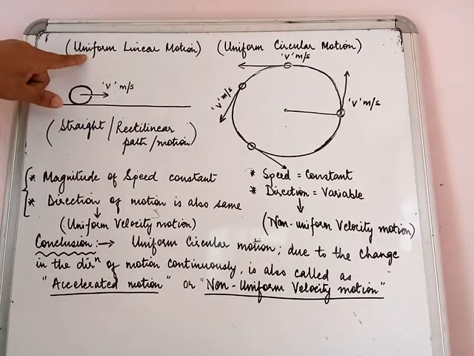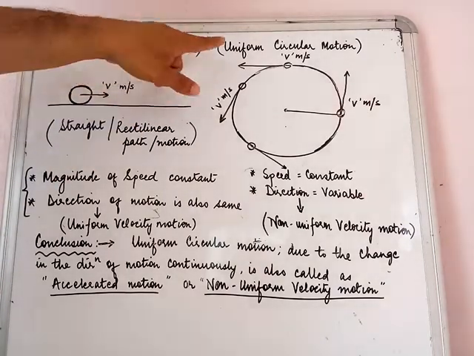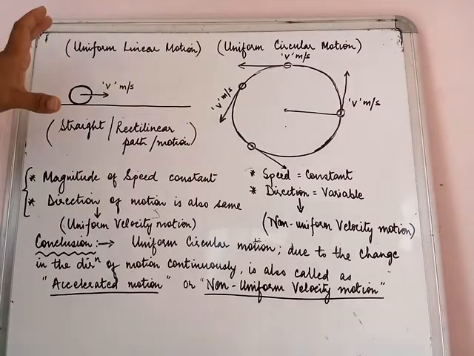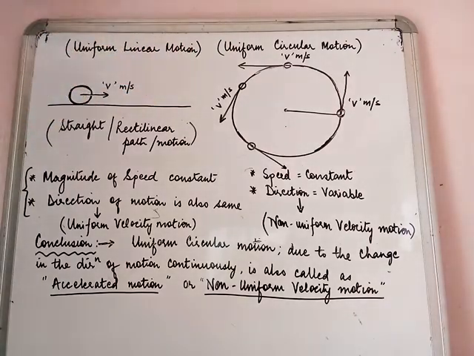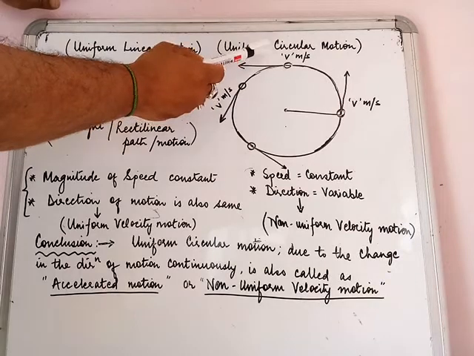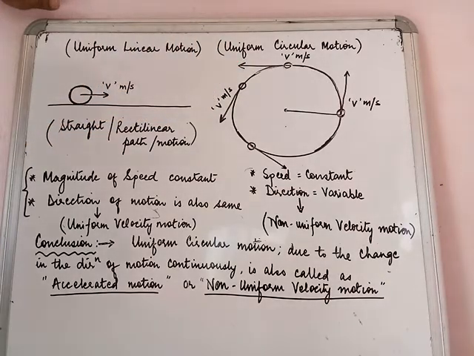So you see we have uniform linear motion and uniform circular motion in comparison. As long as we do a comparative study, it will be easier for us to understand what uniform circular motion is. So basically this will be our focus, uniform circular motion. But to understand this clearly, we need to first understand what uniform linear motion is.